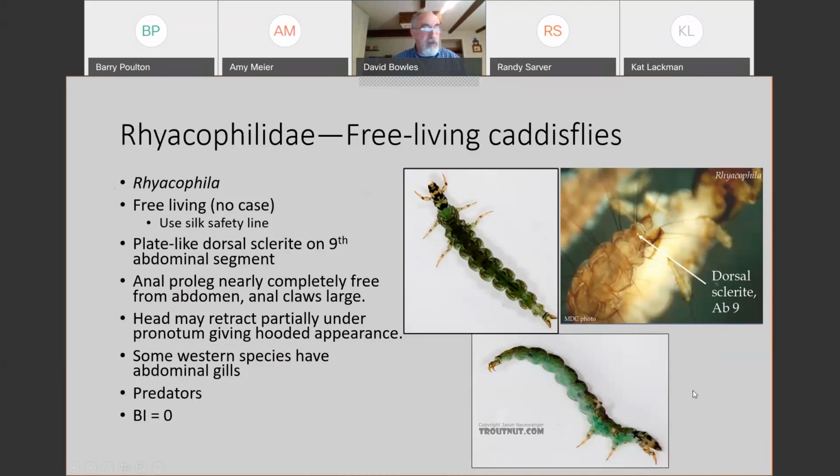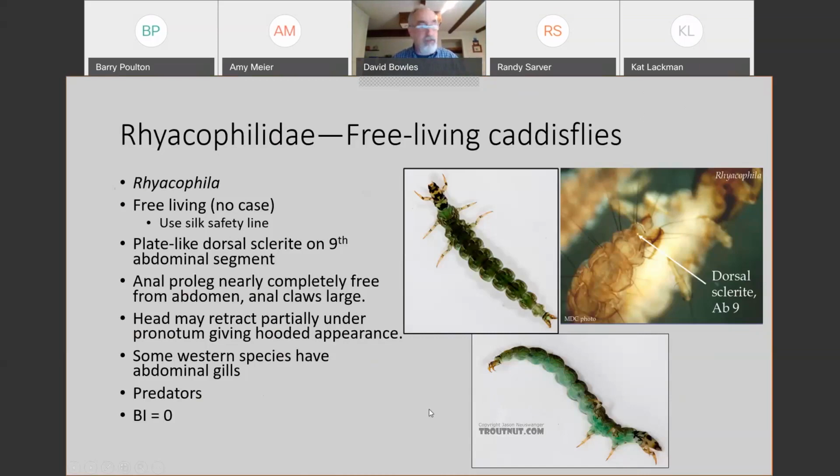Some Western species have gills on the abdomen, ours do not. And one other neat thing about these is that often when they're preserved, or sometimes when you find them fresh, they will retract the head back into the prothorax, and it covers about half the head, which gives them the effect of wearing a hoodie. You may notice that when you collect these in your samples.